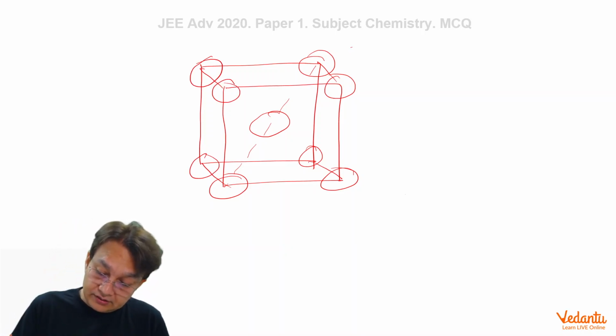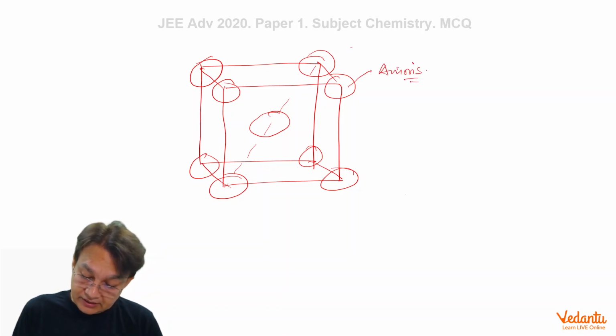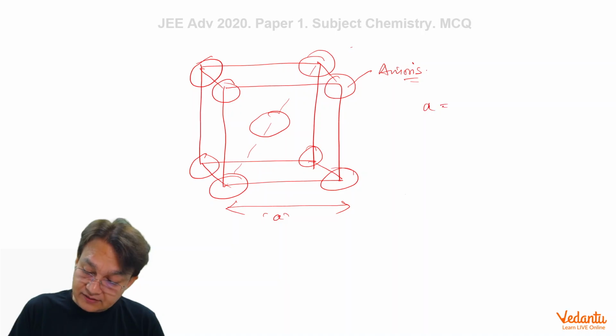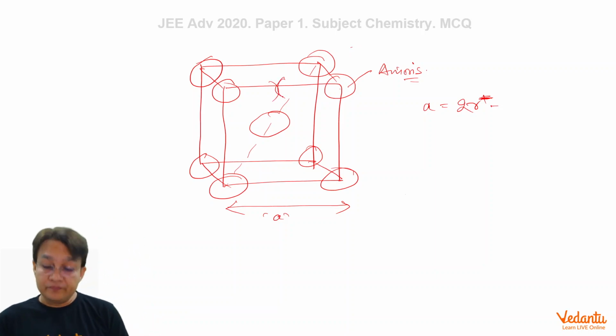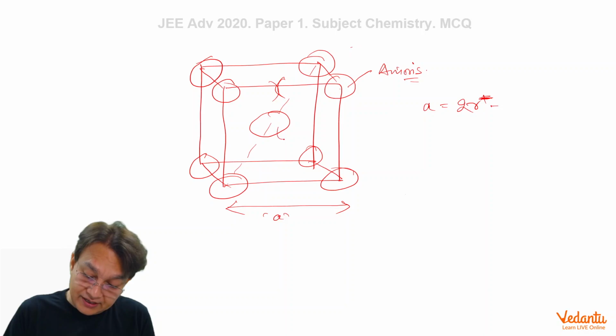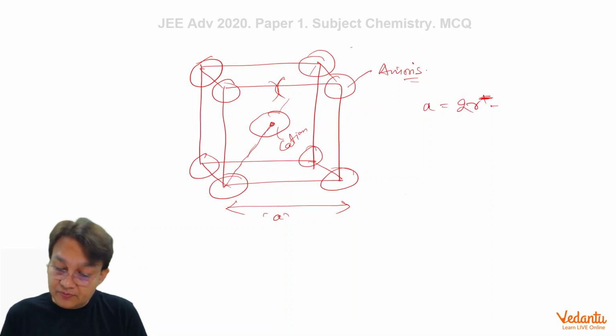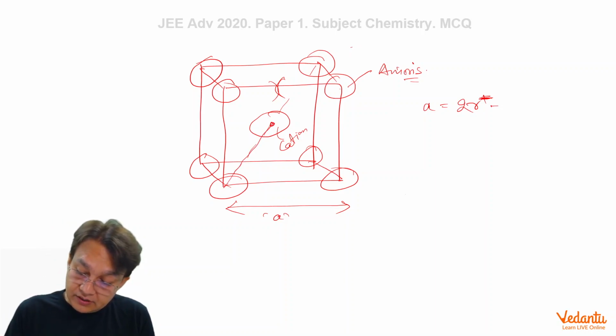First thing, you will note that the anions here will touch each other. That means if this is the length of the cube, which is a, then the first relation which holds is a is equal to 2R minus, because of course these are anions and they're touching here. Similarly, the cation is touching the anion along this body diagonal, which means you have another relationship: twice of R plus R minus is equal to this body diagonal.